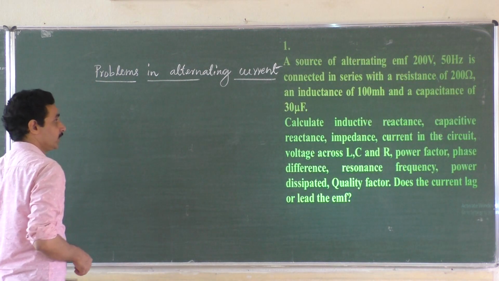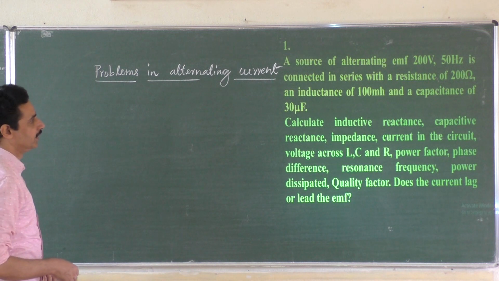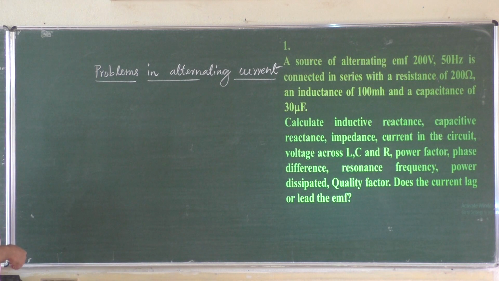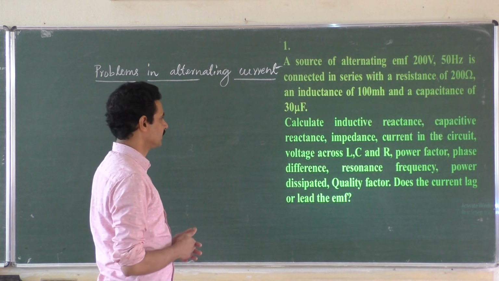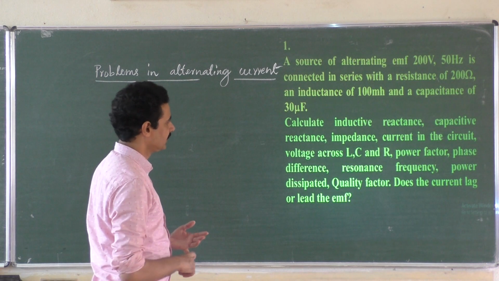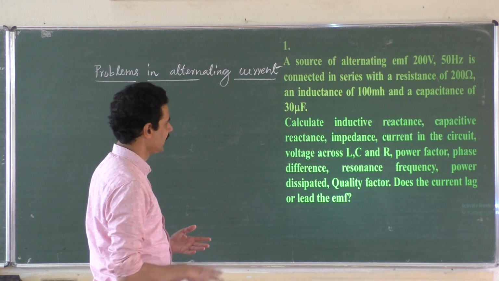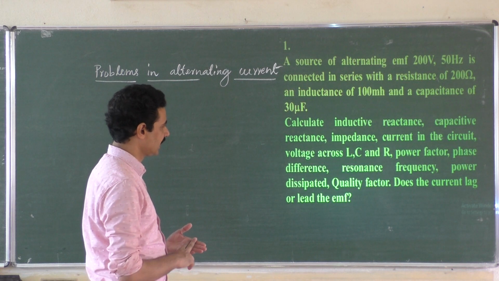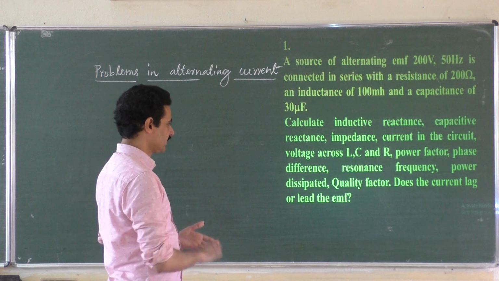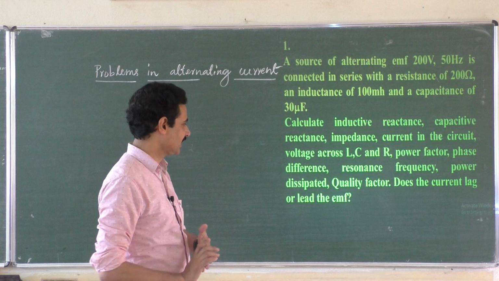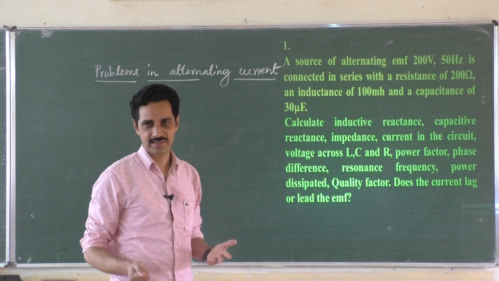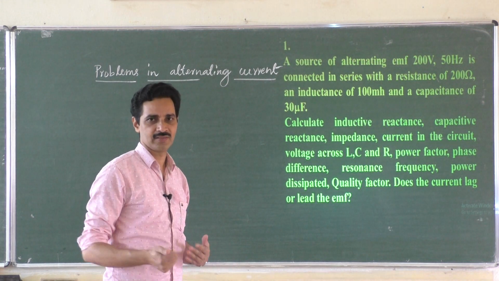A source of alternating EMF, 200 volt and 50 hertz, is connected in series with a resistance of 200 ohm, an inductance of 100 millihenry, and a capacitance of 30 microfarad. Calculate the inductive reactance, capacitive reactance, impedance, current in the circuit, voltage across L, C and R, power factor, phase difference, resonance frequency, power dissipated, quality factor. Does the current lead or lag the EMF? Which is leading and which is lagging?